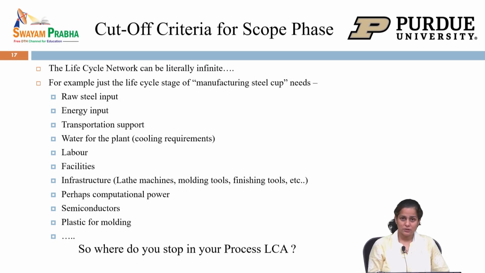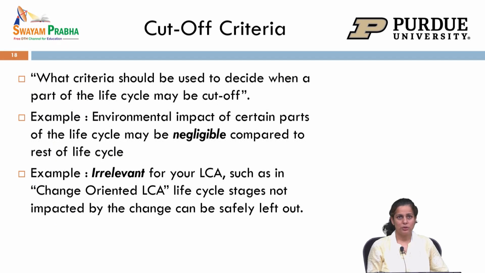And if you are doing a process LCA, that means we are going to collect a lot of data and we will need information about a lot of these processes which are generally not available. So, the question is that where do you stop in your process LCA? For that, we use what we call cutoff criteria.